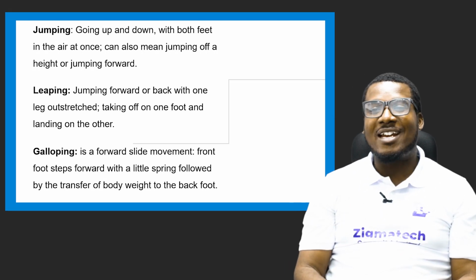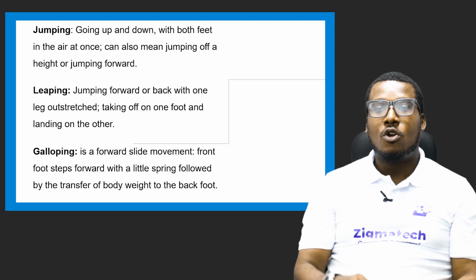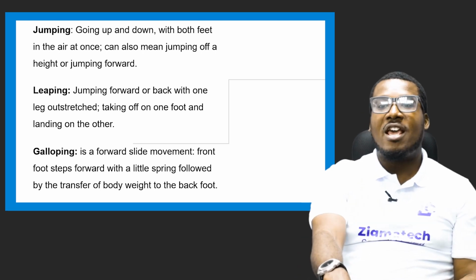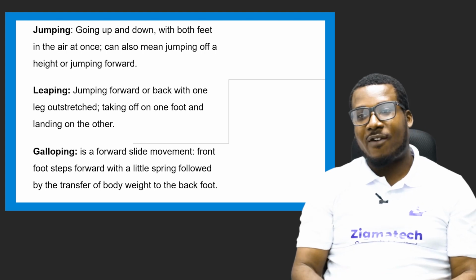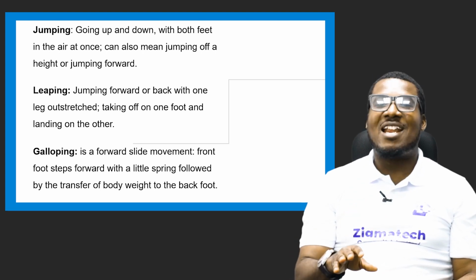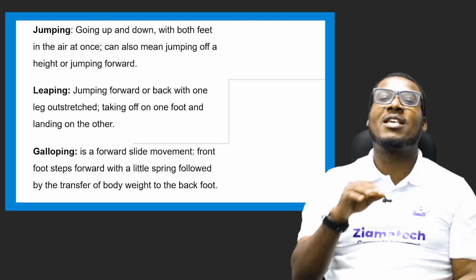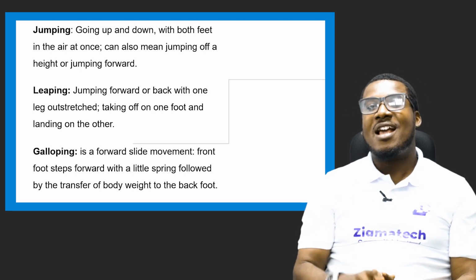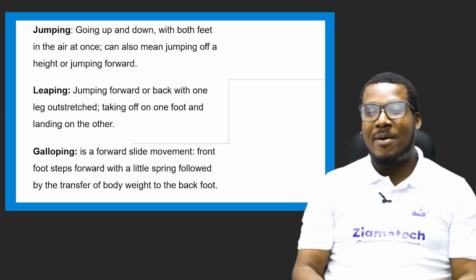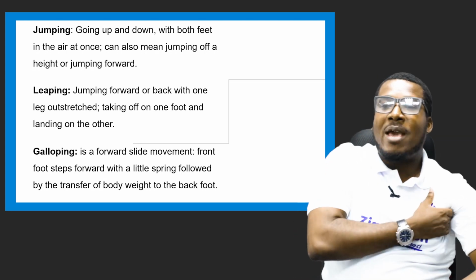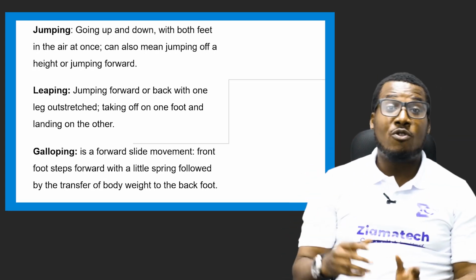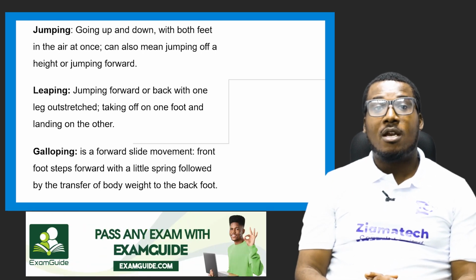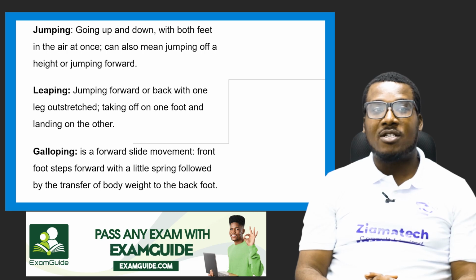It's a forward slide movement. Front foot steps forward with a little spring followed by the transfer of body weight. This animal is quite good at it. Okay, let me give the animal first. The animal I'm talking about is the bear. The bear gallops a lot. In fact, that's why the bear tends to cover a lot of distance. The bears are known to be one of the best nomads in the world.